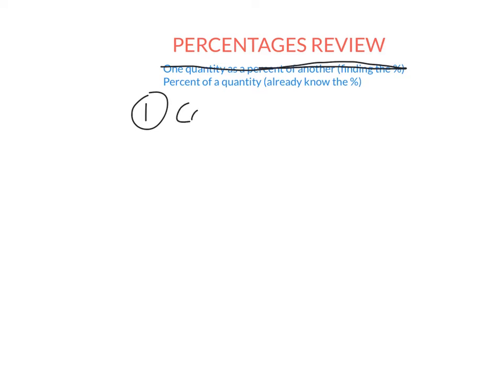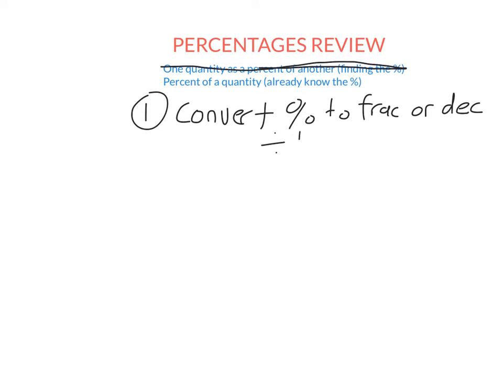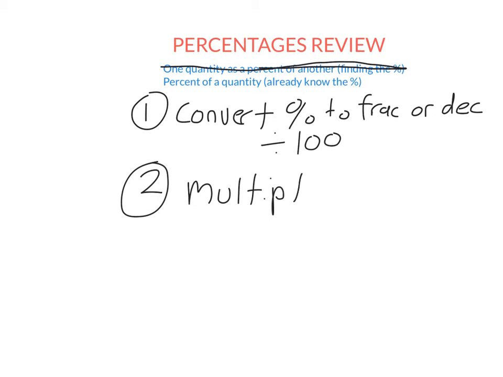So the first thing you do, because you already know the percent, you convert the percent to a fraction or a decimal. Either one doesn't matter. Now, the way you convert a percent to a fraction or a decimal is you divide that by 100. So when you've converted the percent to a fraction or a decimal, you take that fraction or decimal and you multiply it by the quantity. Now, all of this you'll be able to do using calculators. So let's look at an example.